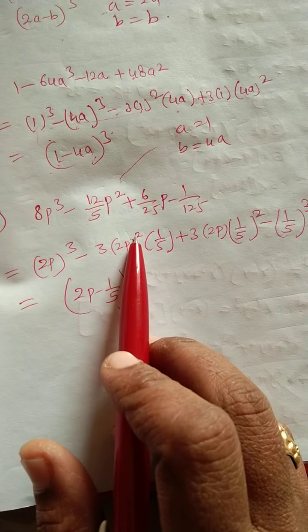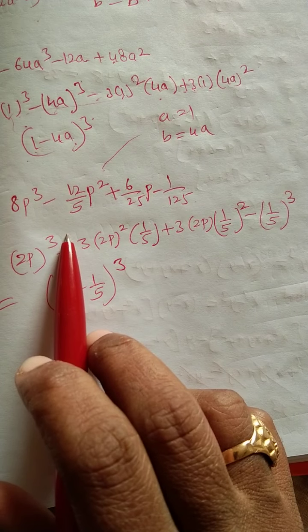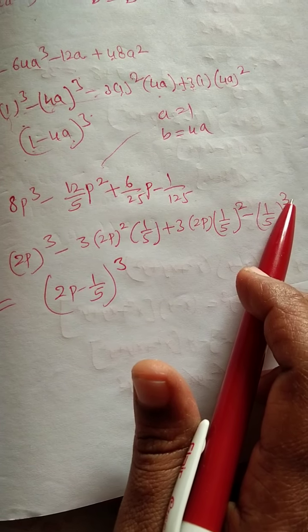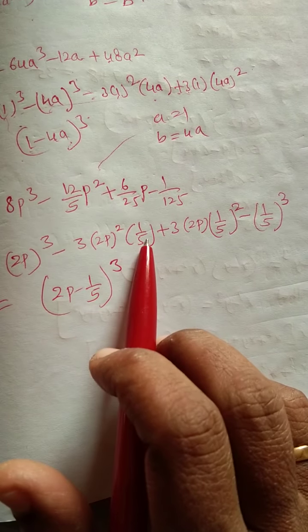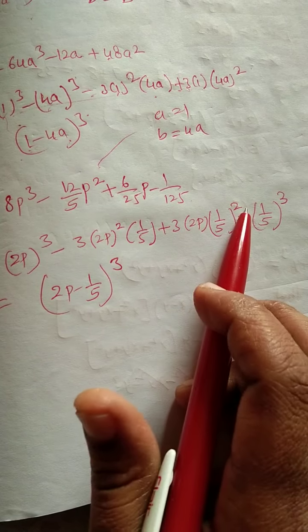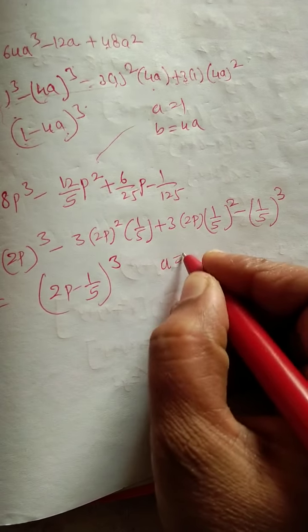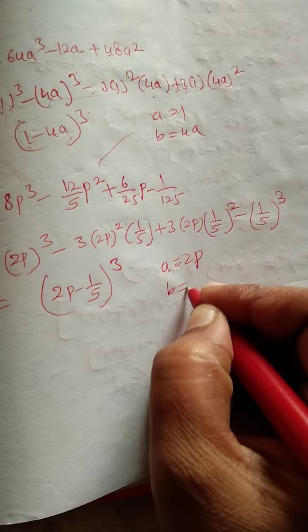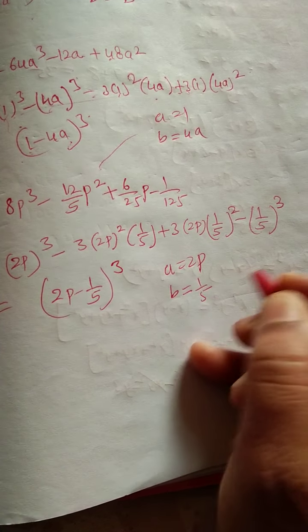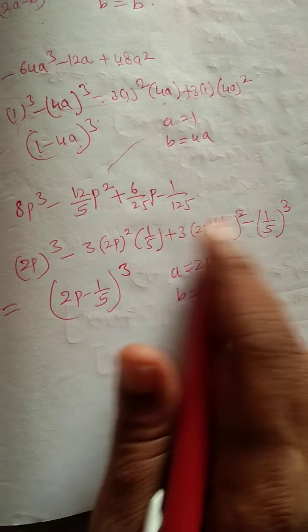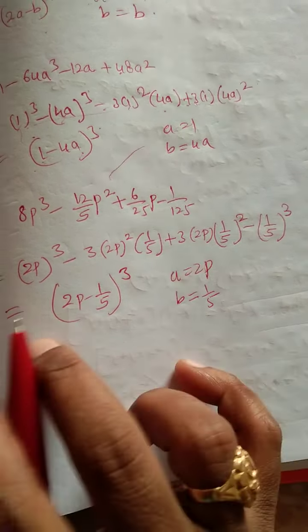See here once, a cube minus b cube minus 3a square b plus 3ab square, where a is equal to 2p, b is equal to 1 by 5. That formula is (a minus b) whole cube. A means 2p, b means 1 by 5. Okay, this is the fourth one.